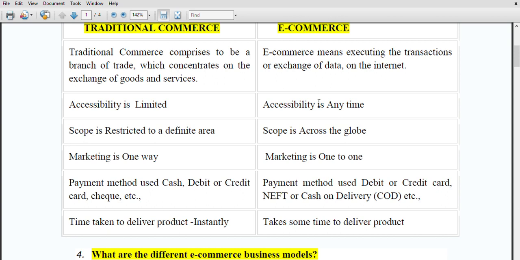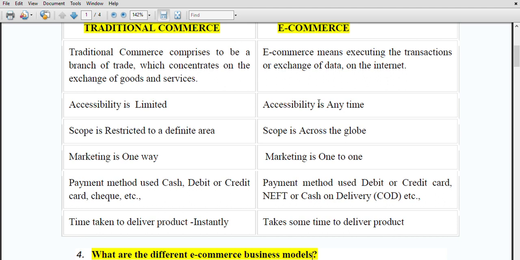So traditional commerce comprises a branch of trade which concentrates on the exchanging of goods and services, and in e-commerce you are executing the transaction, or you are buying or selling the product online or on the internet. Then in traditional commerce the accessibility is limited. In e-commerce the accessibility is anytime. In traditional commerce, the scope is restricted, and in e-commerce, scope is across the globe. Marketing is only one way in traditional commerce, and marketing is one to one in e-commerce.